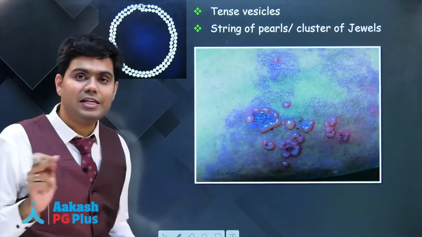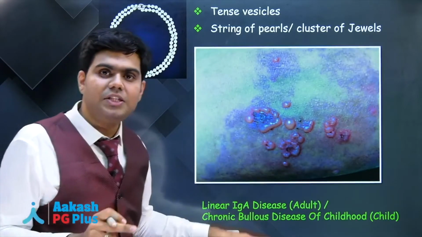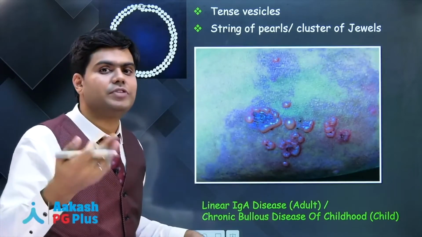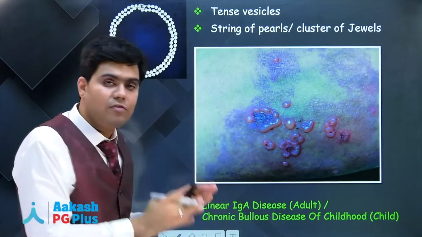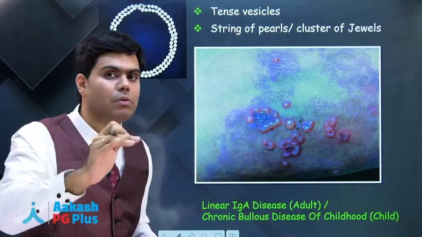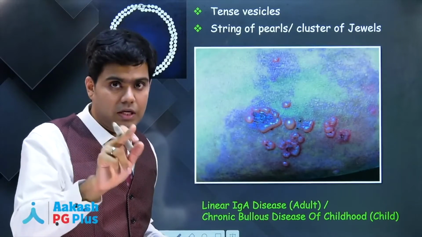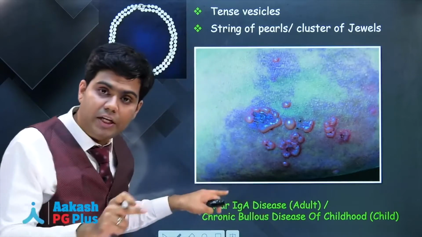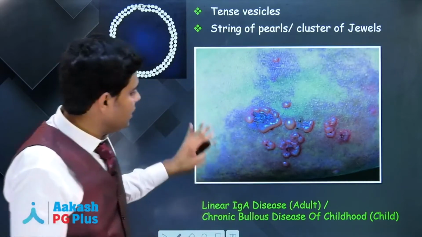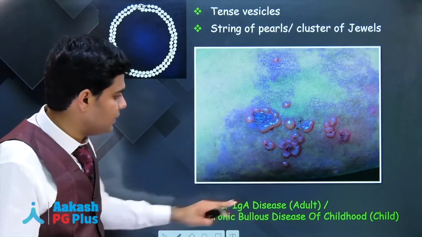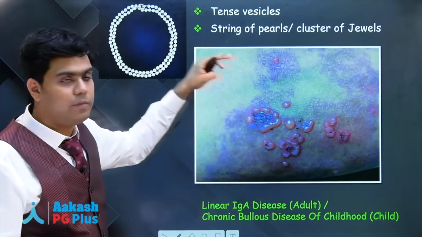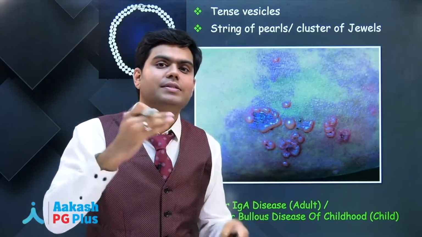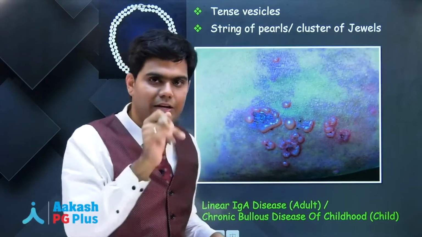This pattern is seen in linear IgA disease in adults or CBDC, chronic bullous disease of childhood, in children. What was linear IgA disease? It was a subepidermal blistering disorder like bullous pemphigoid. We have seen it in the mnemonic BPAG. BPAG, A stands for IgA disease, linear IgA disease. So in linear IgA disease in adults or in CBDC of children, we see string of pearls appearance plus tense vesicle. And what is the level of split? Subepidermal like bullous pemphigoid. Clear.